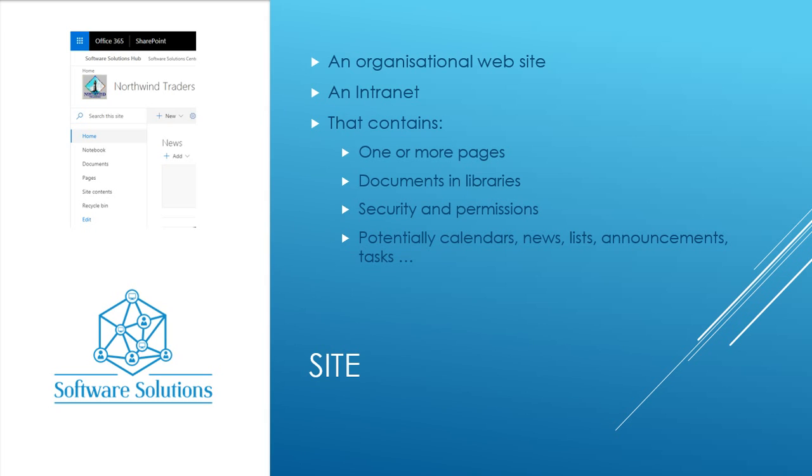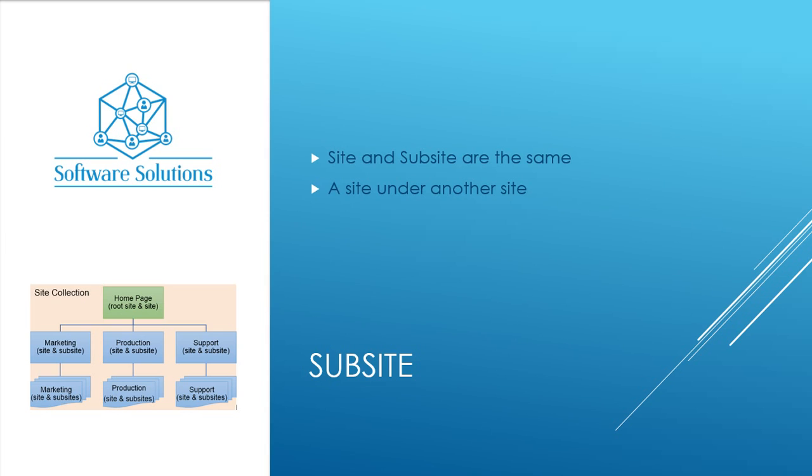Now, when people talk about sites, they often talk about subsites. A subsite is a site within another site. A site and a subsite are basically the same thing. It's just a site underneath another site, much like the site collection illustrates. We have, for example, a root site, which is the home site, and then underneath that we have another site or subsite called marketing. And underneath that we have another site or subsite called production, and another site or subsite called support. So basically site and subsite are the same thing.